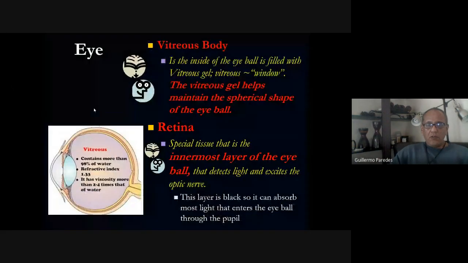Okay, so the vitreous body is a gel that helps maintain the spherical shape of the eyeball. You okay with that? And the retina is the inner layer of the eye. We know that it is a continuation of cranial nerve number 2. Okay?